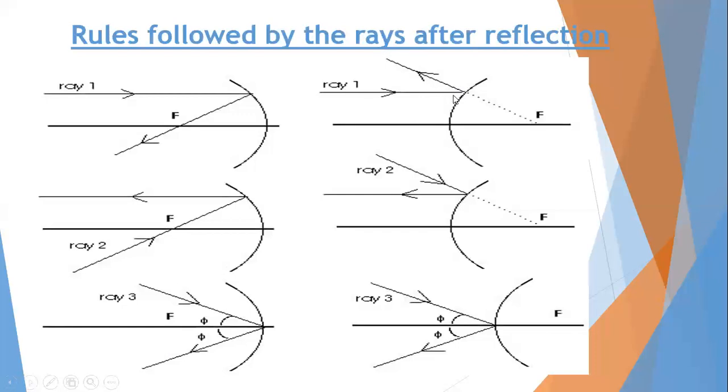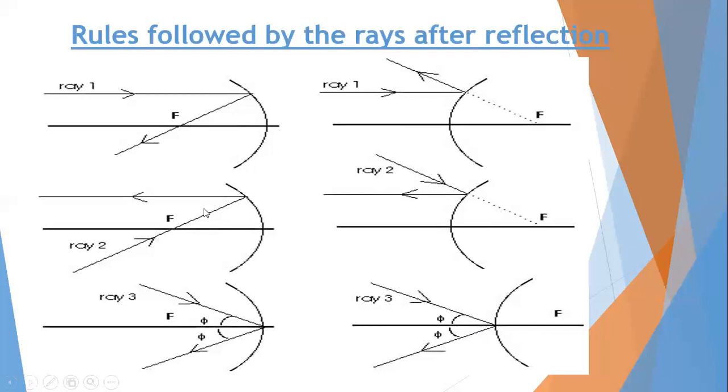If we extend this ray backward, it passes through the focus behind the mirror. Another ray which strikes the mirror and passes through the focus behind the mirror becomes parallel to the principal axis. The third ray which strikes at the pole of the convex mirror obeys the laws of reflection and reflects in this way, so that the angle of incidence equals the angle of reflection. These are 3 rays which we can use in the formation of image diagrams.